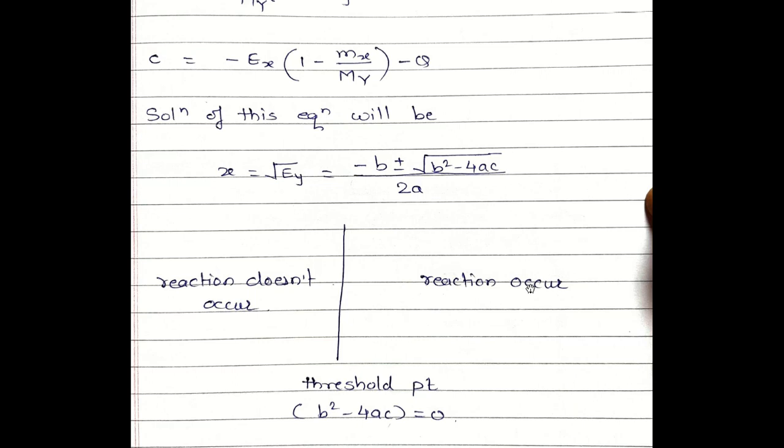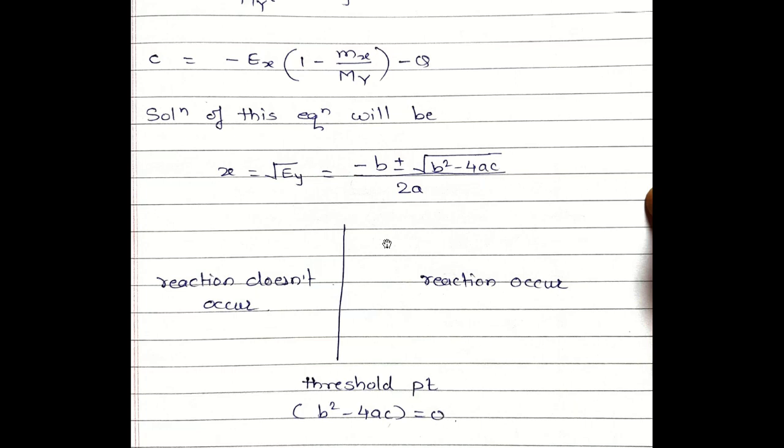But if there are no real roots for this quadratic equation, then in that case we can say the reaction doesn't occur. And this boundary, we call it the threshold point. How can we obtain this threshold point? By substituting b square minus 4ac equals 0.